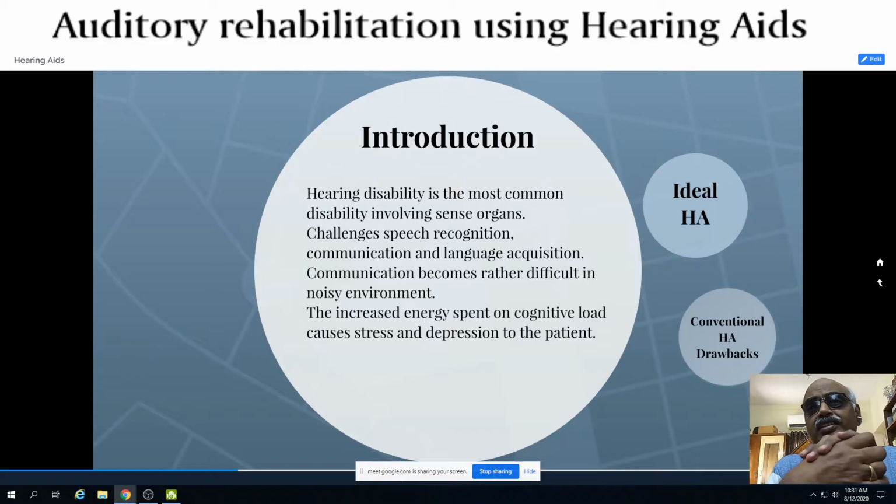That is a real stressful thing, because we don't realize that if your hearing is not optimal, you will be spending a tremendous amount of energy concentrating on the lips of the person who is talking and the body language of the person who is talking, just to understand what the person is attempting to say. So a lot of energy gets spent on the cognitive load, causing stress and depression. Ultimately you tend to become depressed. So that is a real challenge any person with a hearing problem or hearing deficiency faces.